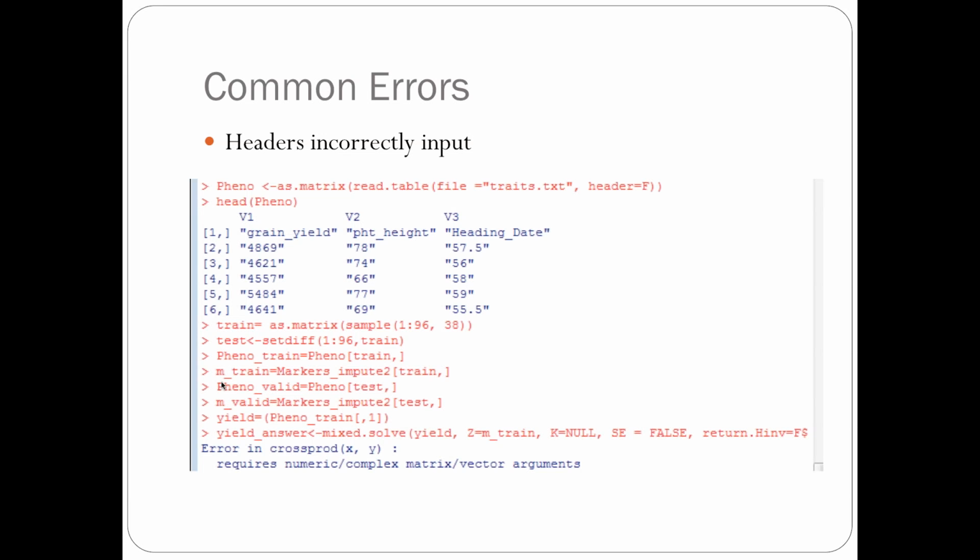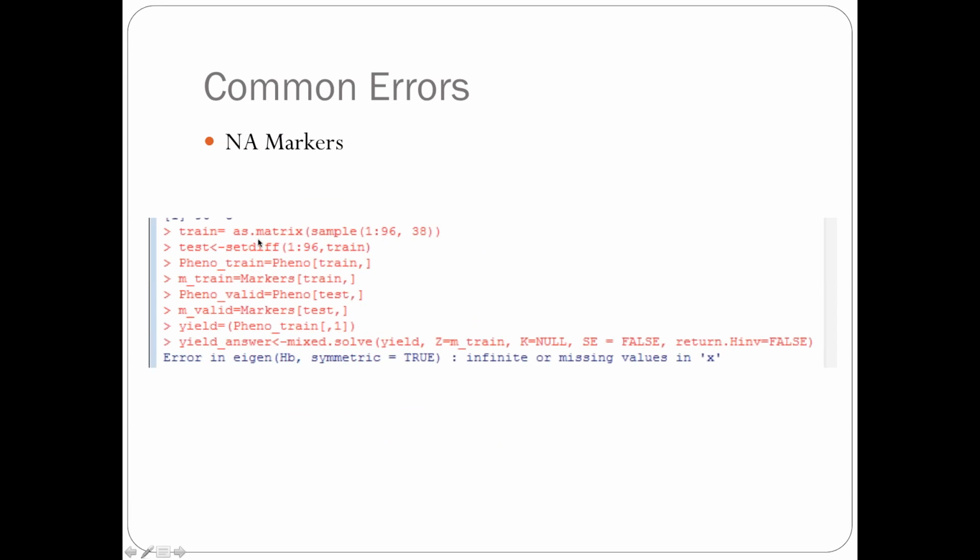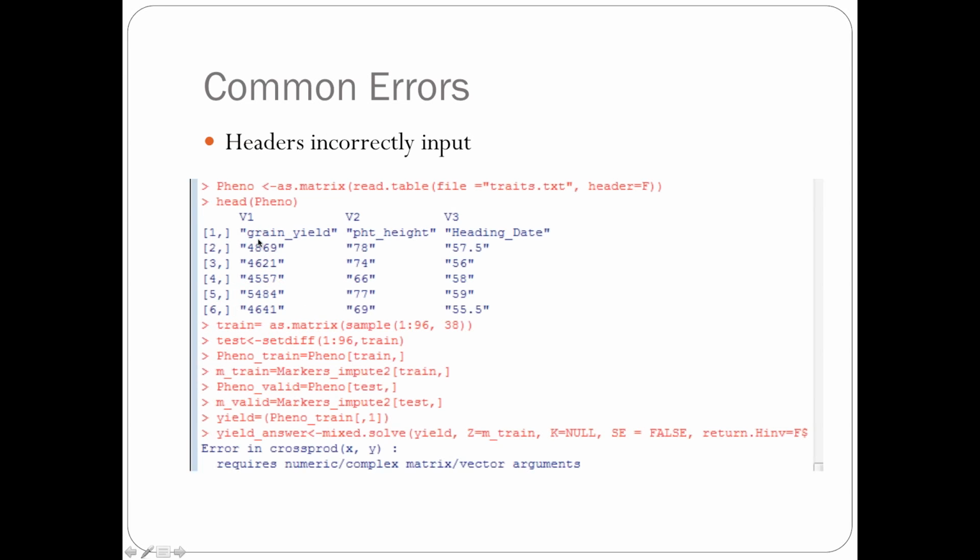So for this error, the headers were incorrectly input. If I put the header equal to false for the phenotypes, the headers then go into the first line of the phenotype matrix. And once I run mix.solve, it says that it requires a numeric matrix. So these headers were put in as non-numeric and as characters, so the marker matrix cannot multiply in mix.solve.